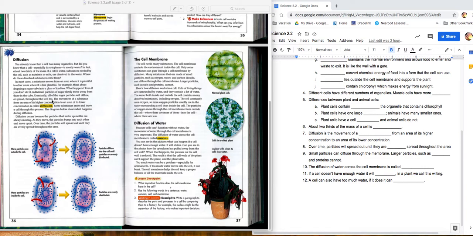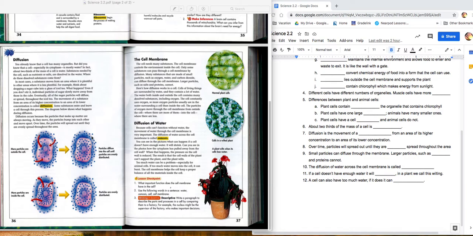Your definition here, coming for number 7: the movement of a substance from an area of higher concentration to an area of its lower concentration is called diffusion. So this is the picture of diffusion, guys. I look at this picture right here. Way more blue dots outside the cell, way less blue dots inside the cell. We want to go from areas where there's more to areas where there's less.